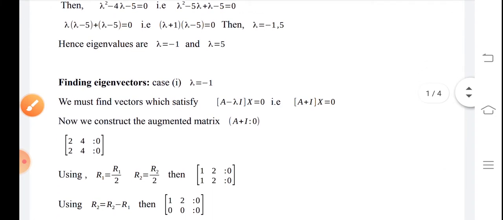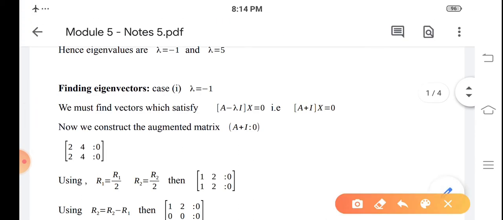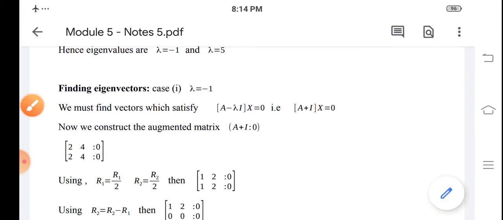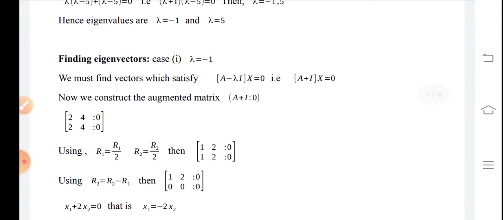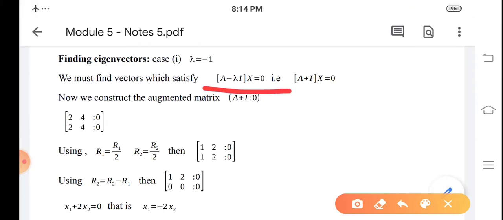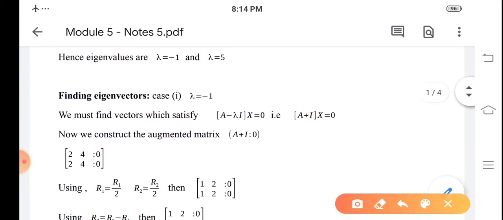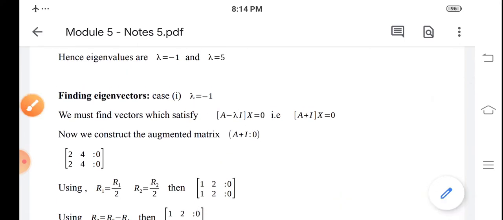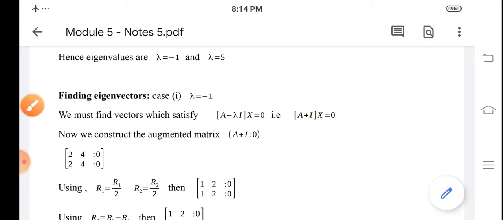Now let us find the eigenvectors. In the first case, we take lambda equal to minus 1. We will find the eigenvector for lambda equal to minus 1. We find the eigenvectors such that (A minus lambda I) into x equal to 0. Since lambda equal to minus 1, it is (A plus I) into x equal to 0.